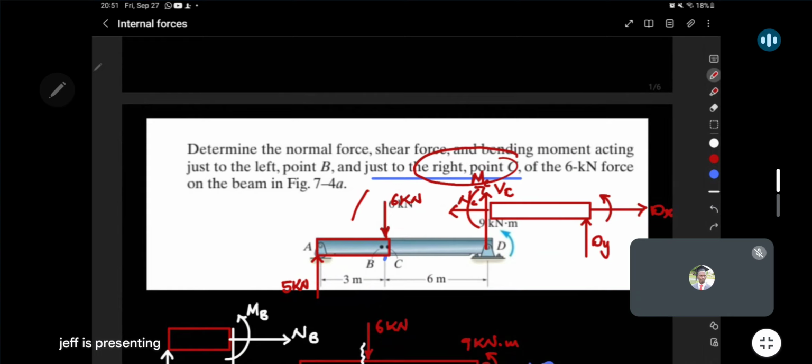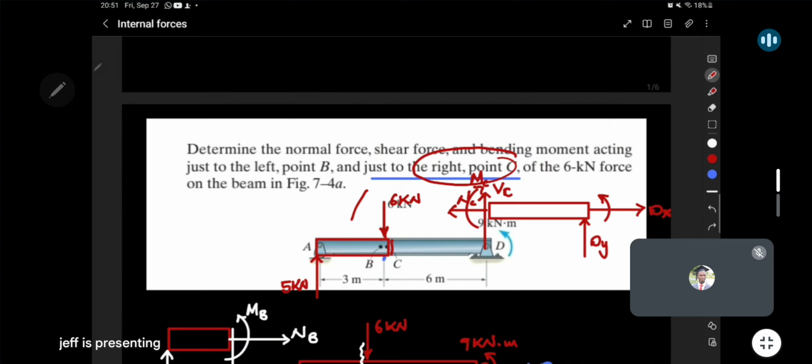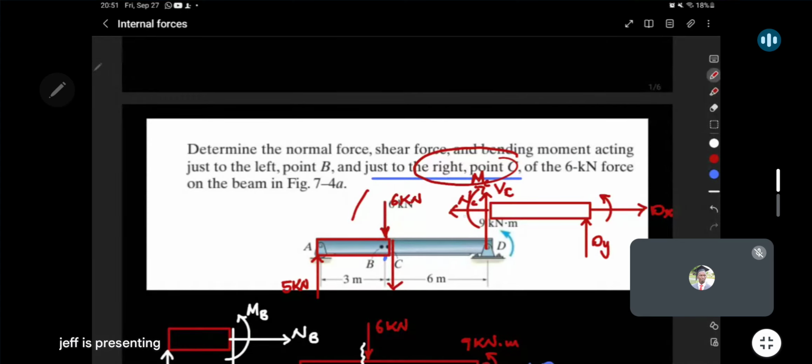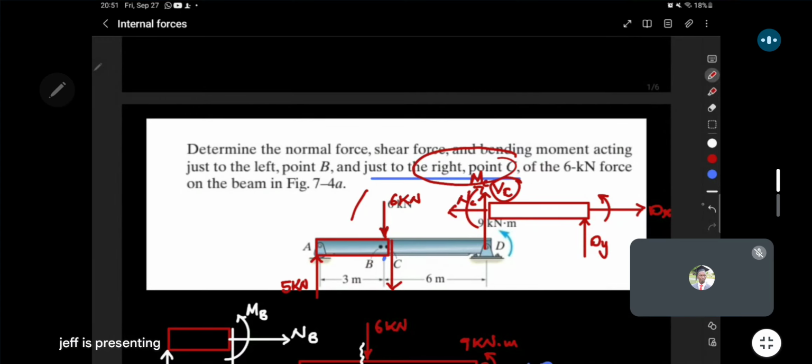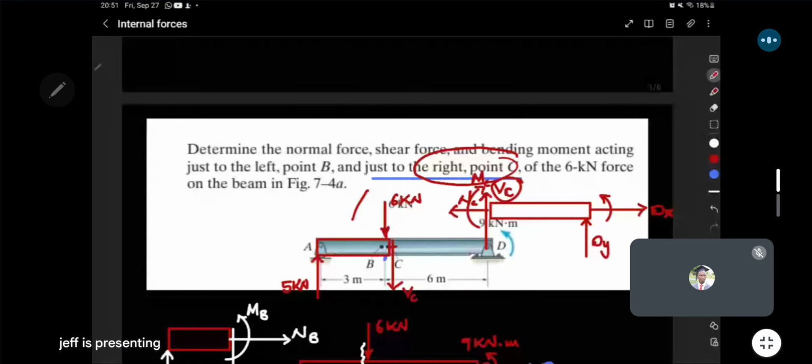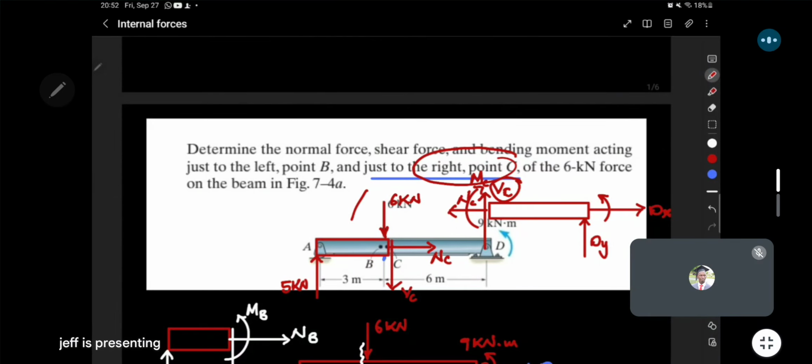So at C here, the shear force will have to point down, the same magnitude as that here labeled as VC, meaning even here I'll label it as VC. The normal here is to the left, meaning here the normal will have to be to the right. And finally, the bending moment. So this is what we have.